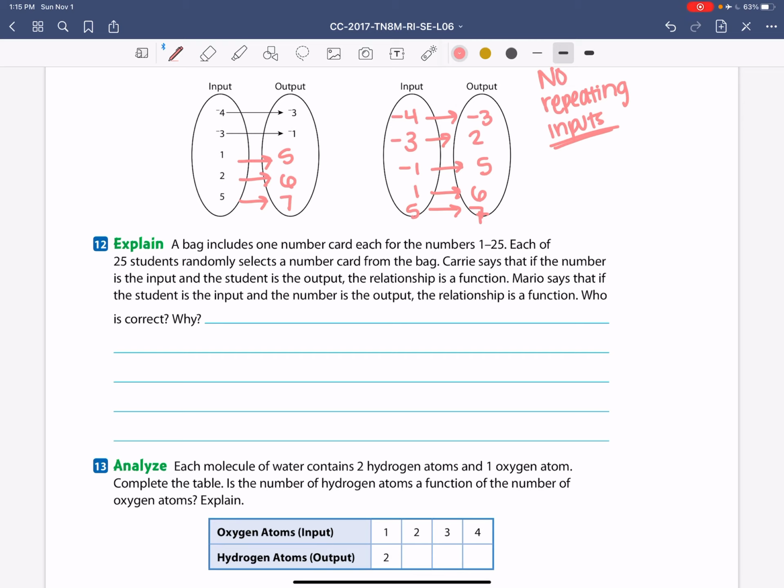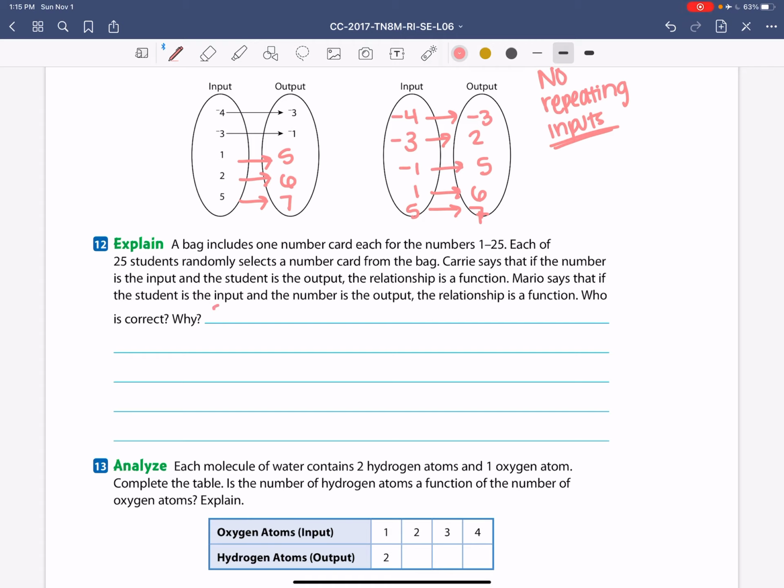So there are 25 different students and 25 different numbers. There is no way for any student to be paired with more than one number, and there is no way for any number to be paired with more than one student. So both relationships are functions, since there are exactly 25 of each. So if you pair them, then they're done.